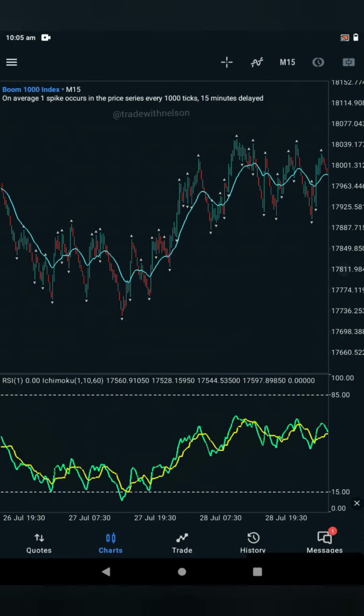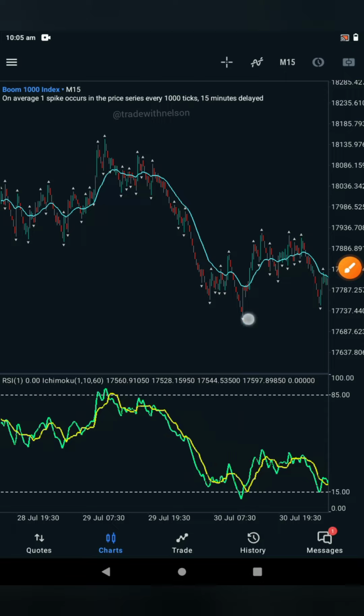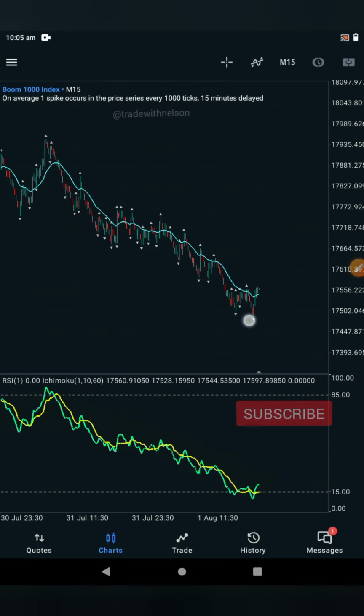And when you have conditions like this where the moving average is below the candles, I will advise you to just leave the chart and wait for when you have a perfect condition.